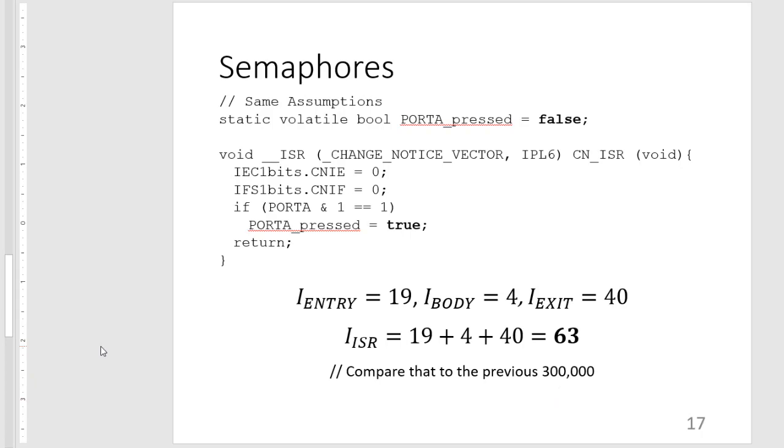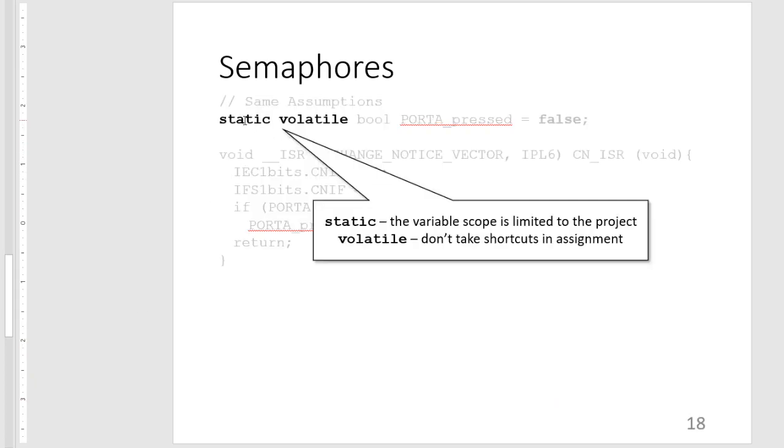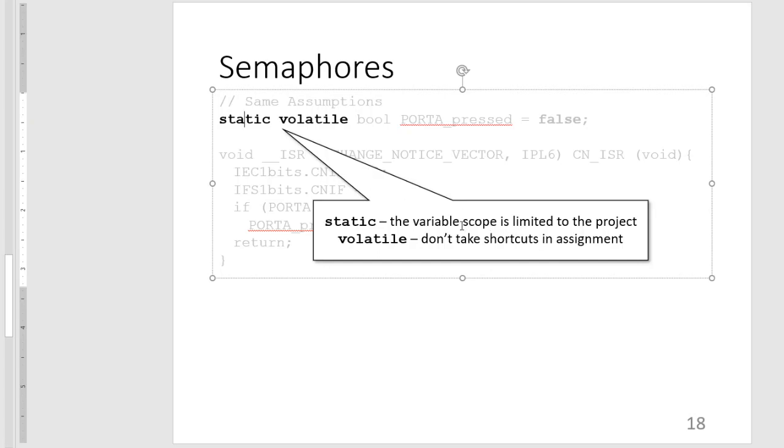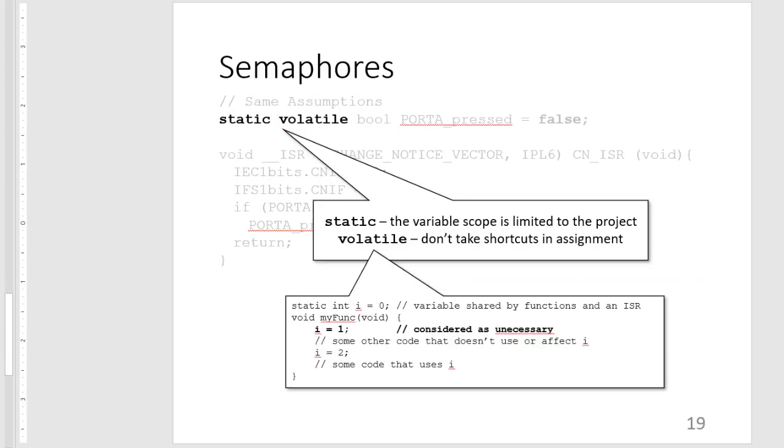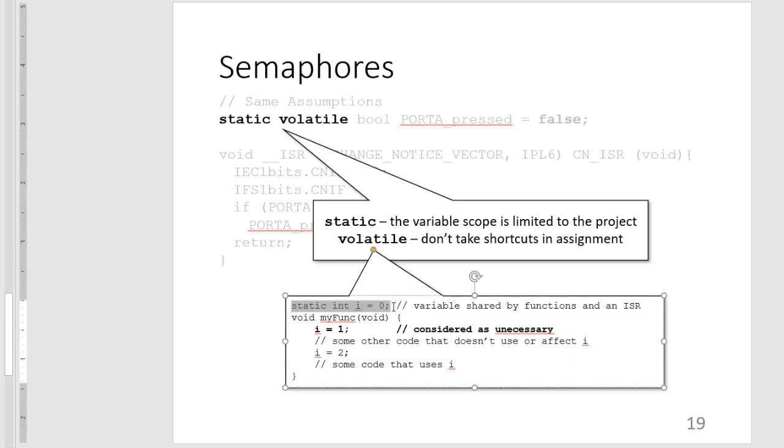In case you were wondering, static here means that our variable scope is limited to our current project. And the volatile keyword makes sure that our compiler doesn't take shortcuts in the assignment. So what does that mean? As a little segue, if I have here a static integer I, 0, which is my semaphore, for example, if at the start of my function I set it as 1, and then I have part of my code that doesn't affect I, and then set it to 2 in this case.